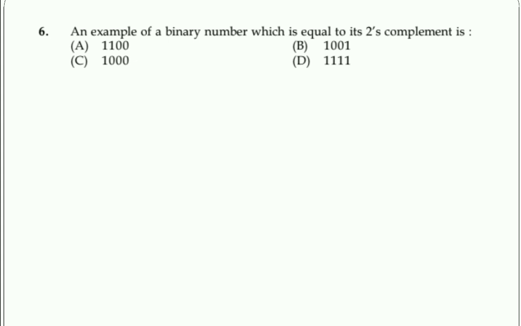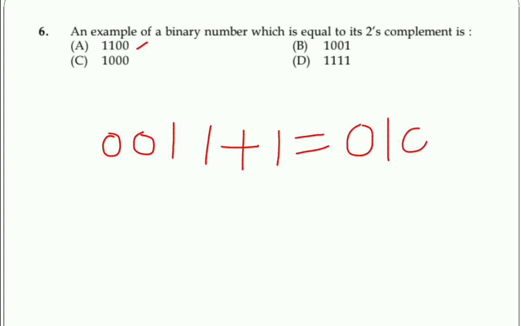Given option A, 1, 1, 0, 0. We apply the 1's complement here, which gives 0, 0, 1, 1, plus 1. That means the answer is 0, 1, 0, 0. Option A. And next, option B, 1, 0, 0, 1. We need to find the invert here, so that means 0, 1, 1, 0.